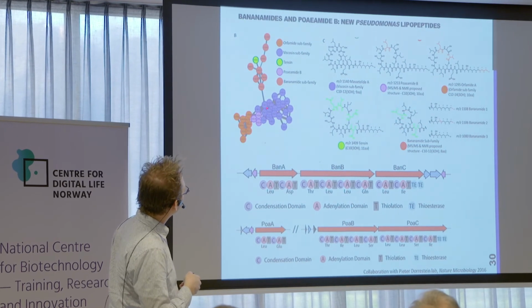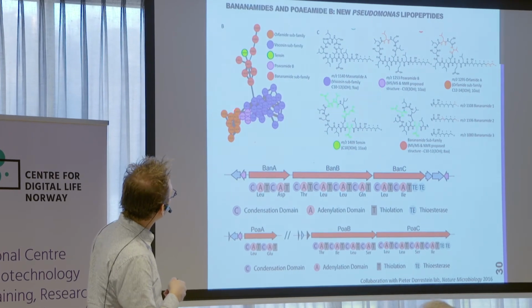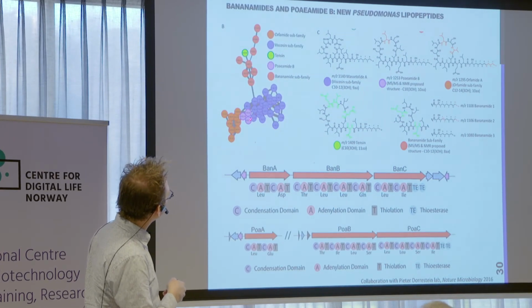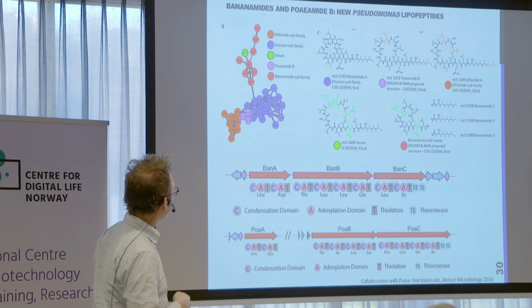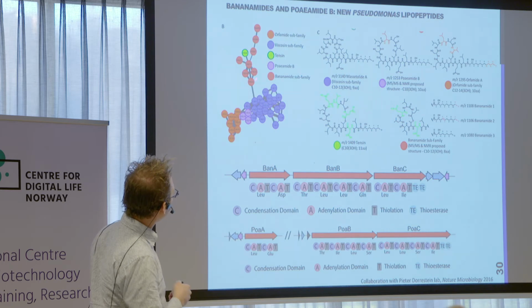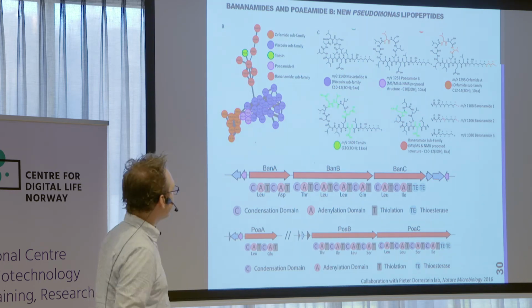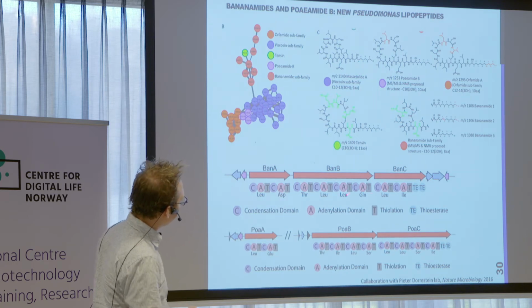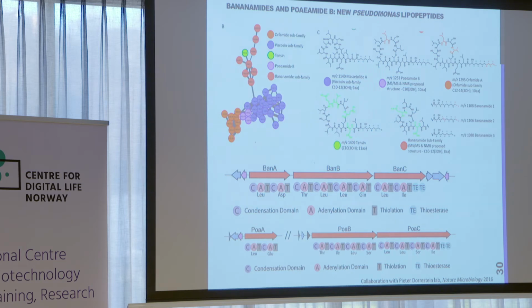So here the blue ones and the orange ones were known families, and the purple ones and these red ones were new, so they had not been annotated before. And using an algorithm that matches the mass shifts for the amino acids in the mass spec data with the predicted amino acids in the gene clusters, we were able to link those molecules semi-automatically to gene clusters.